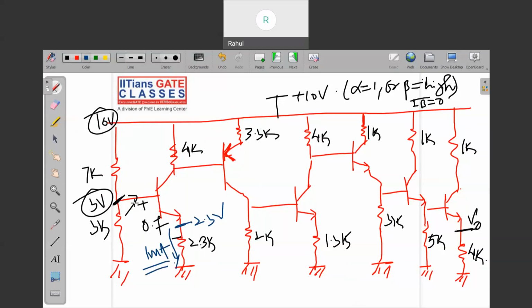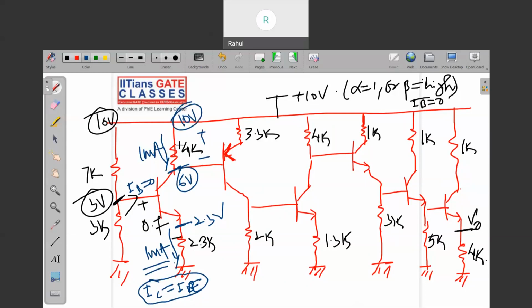The same current, since the base current is 0, so IC equal to IE. This is a very important relation I told you. So the current will be the same here, 1 milliampere. The voltage drop here, plus to minus, is 4, since kilo into milli get cancelled. So the potential here is 6 volt, because 10 is the VCC here, and 10 minus 4 is 6.